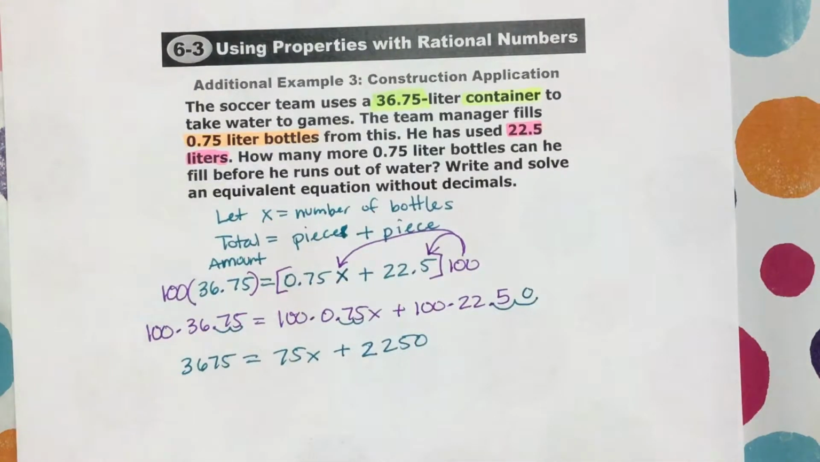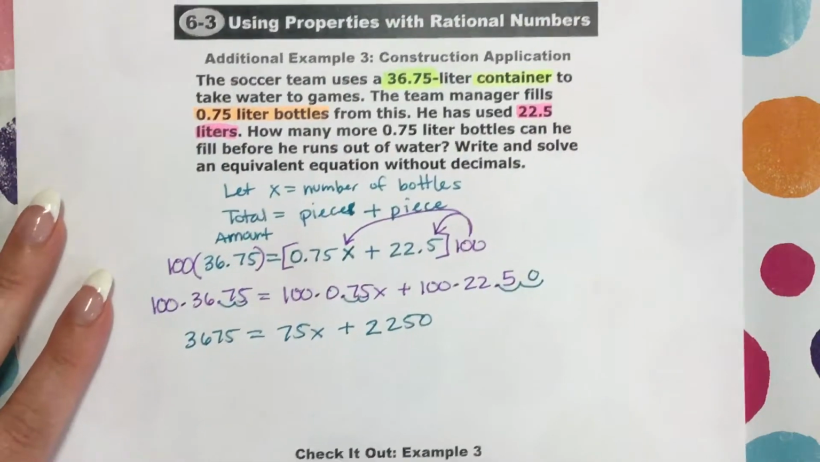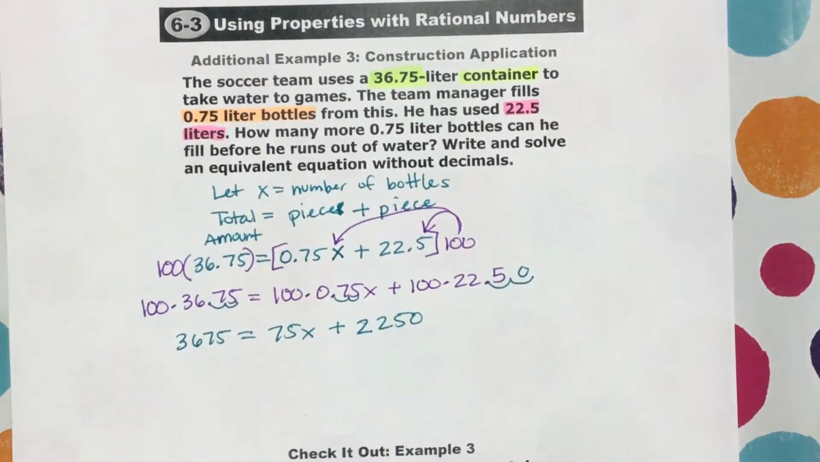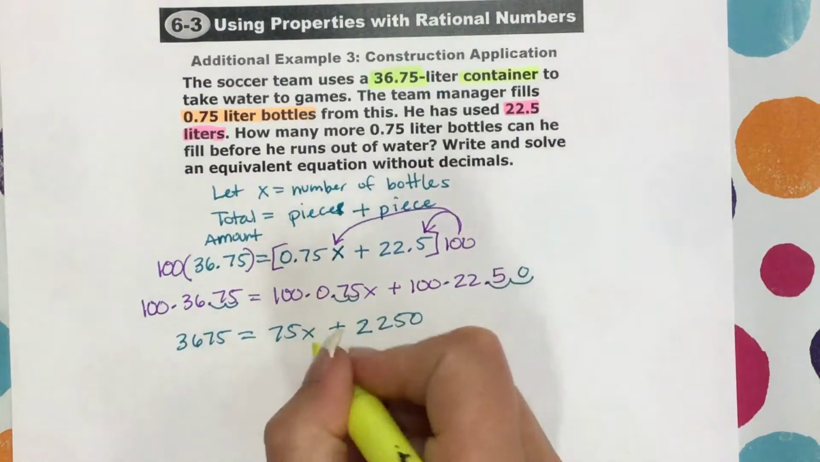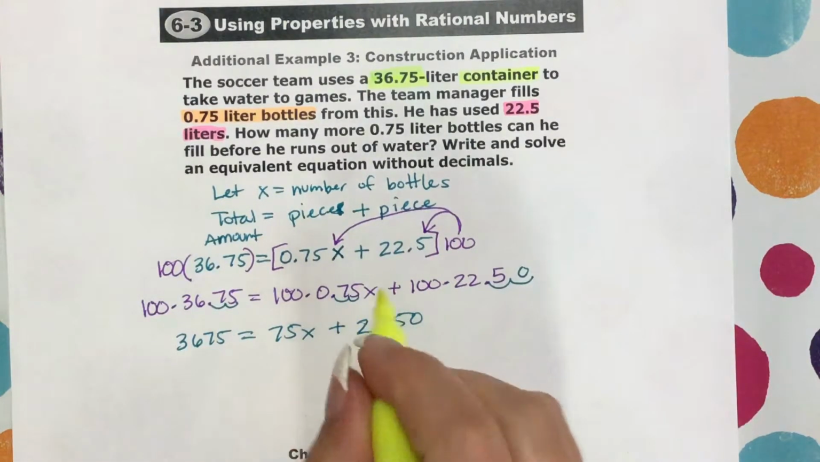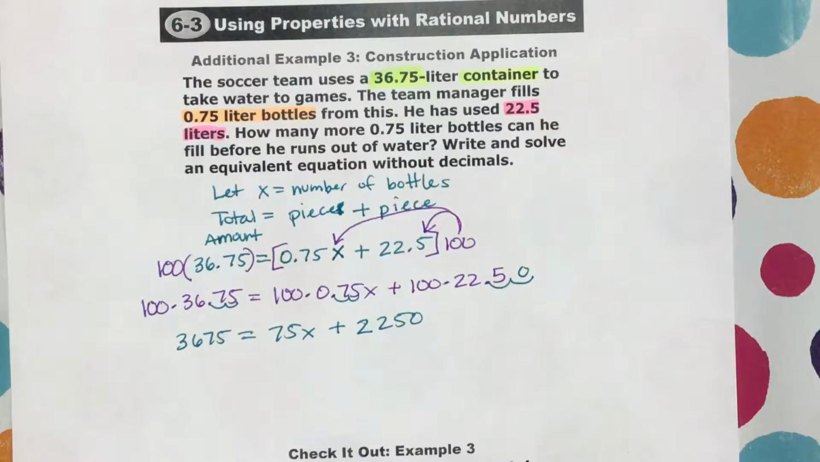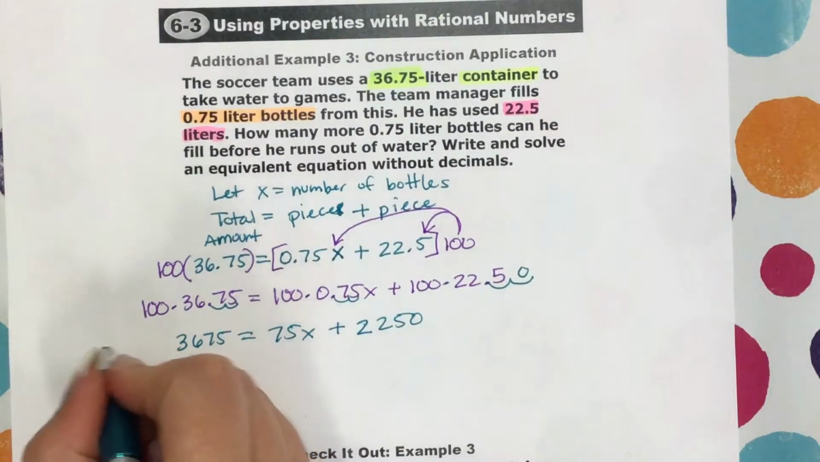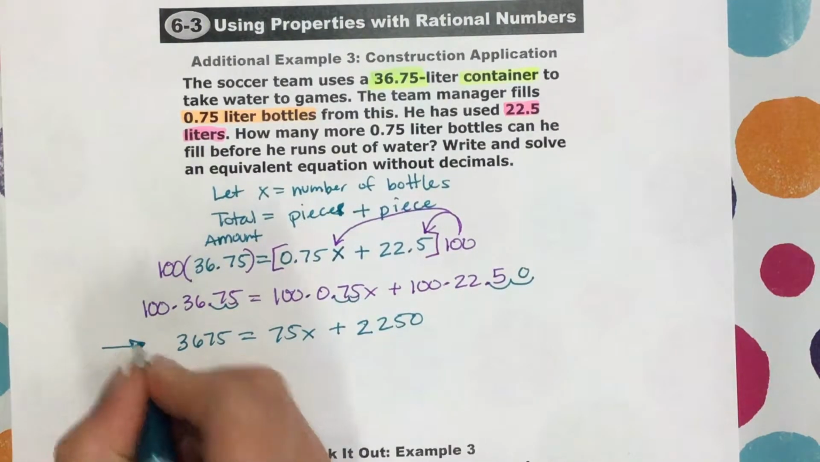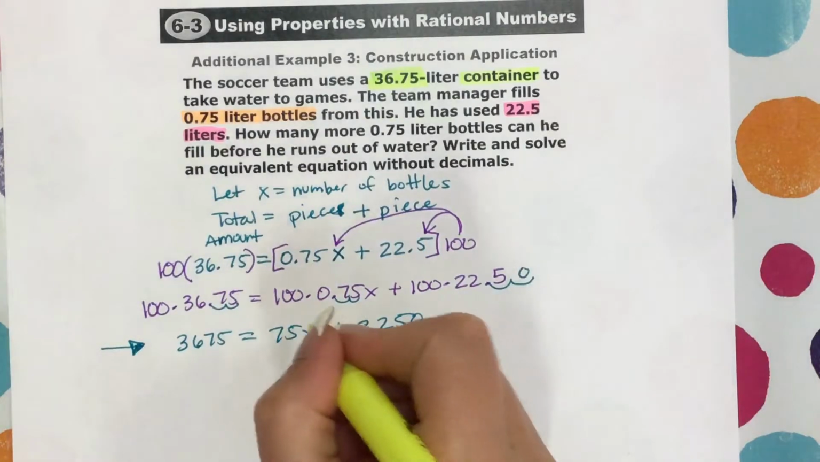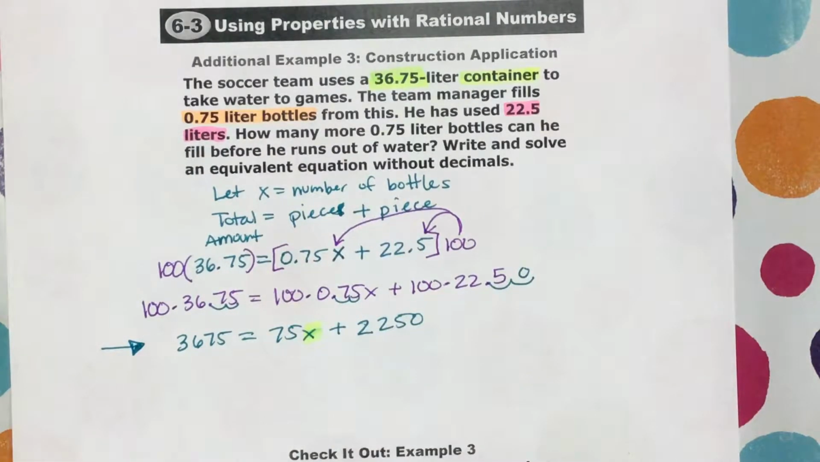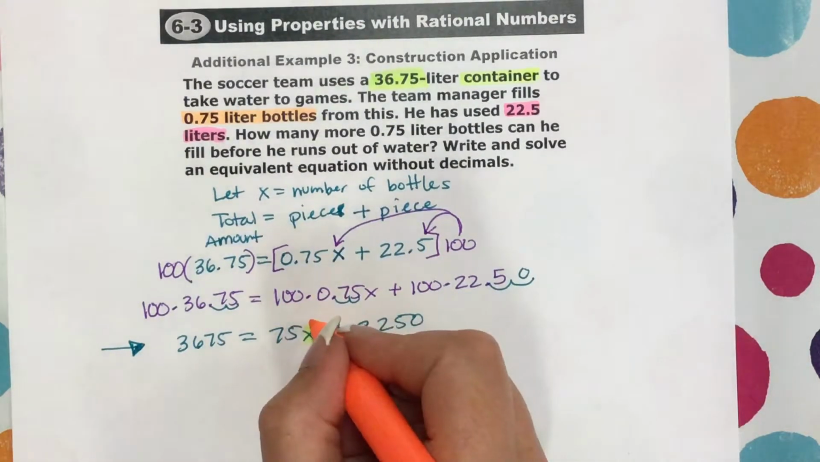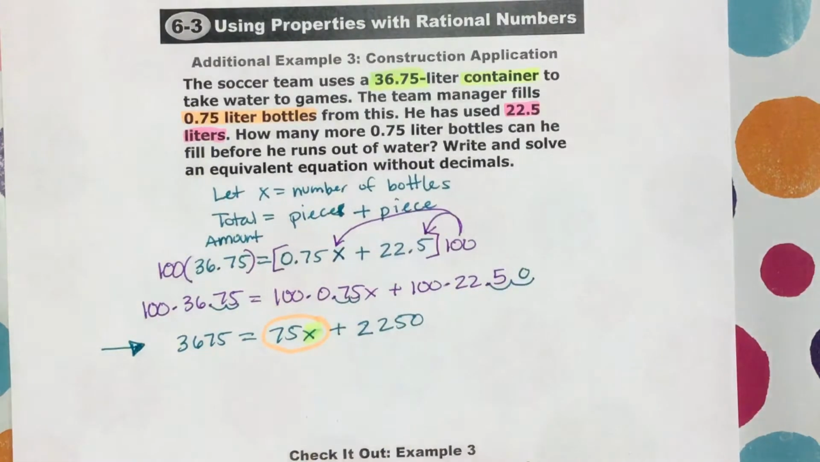2,250. Now we have our two-step equation without any decimals, and so we can just go ahead and solve for x. I mean, we can solve the equation with decimals, but they want you to learn how to write equivalent equations without decimals, and this right here would be that equivalent equation. So let's go ahead and figure out what x is. We know that we have to keep this 75x together till the bitter end.